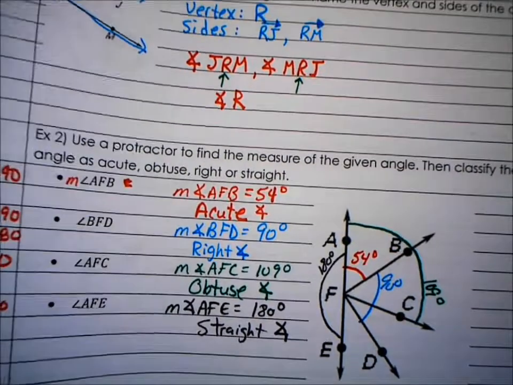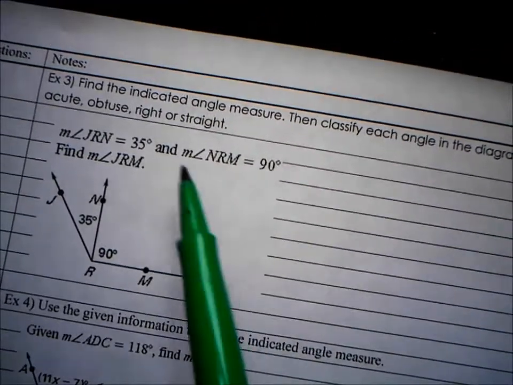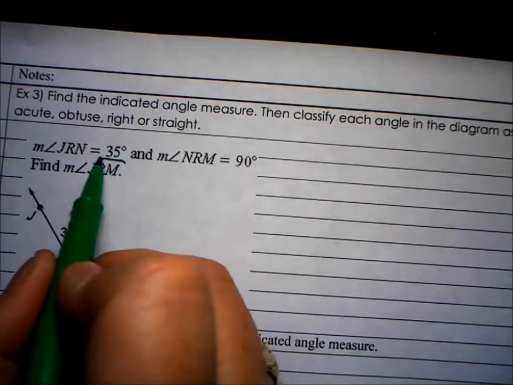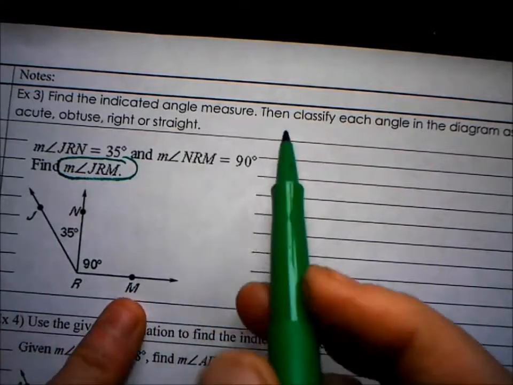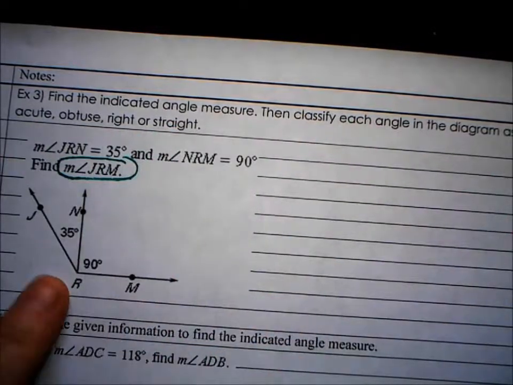Alright, page 2, or on the back of your paper. Example 3. It says, find the indicated angle measure. So we're going to be looking for the measure of RJM. Then, classify the angle as being acute, obtuse, right, or straight.